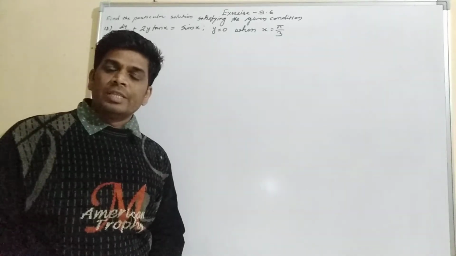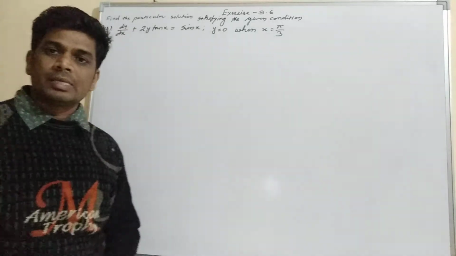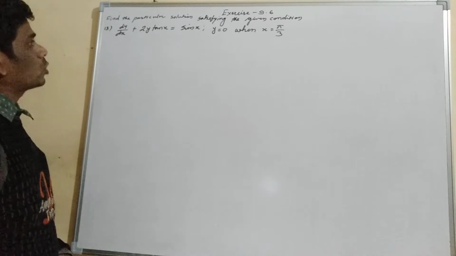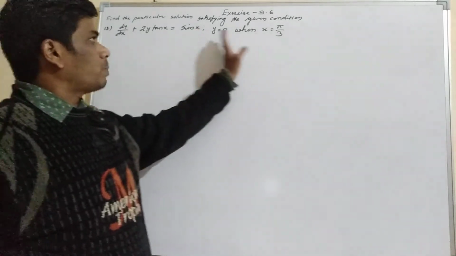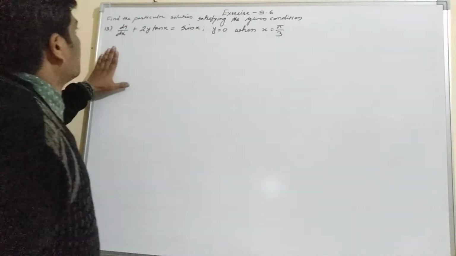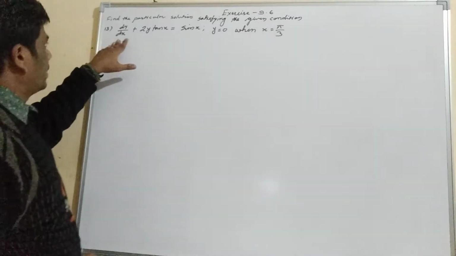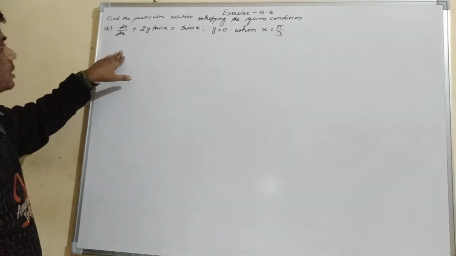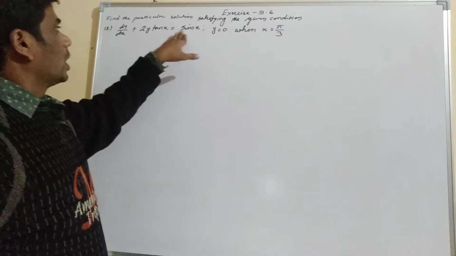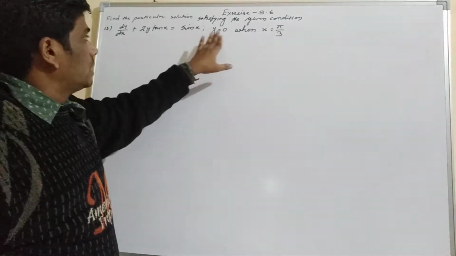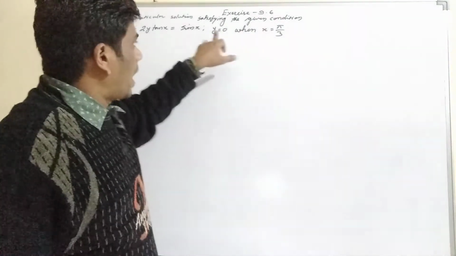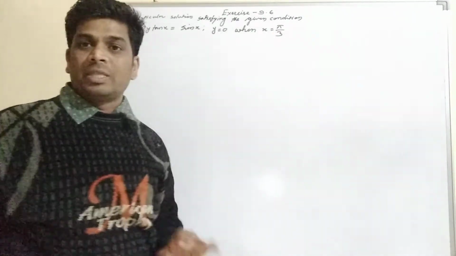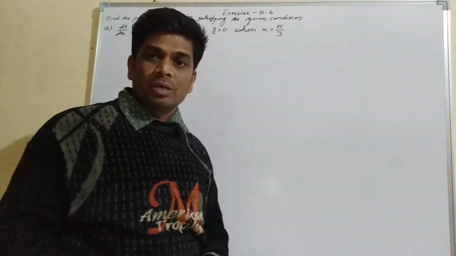Let us see the 13th question of exercise 9.6. Here we have to find the particular solution satisfying the given condition. The given differential equation is dy/dx + 2y tan x = sin x, and it is given that y = 0 when x = pi/3. We have to apply this condition.